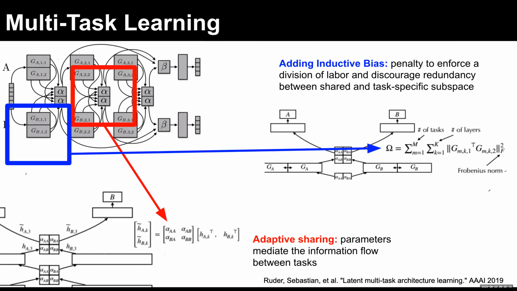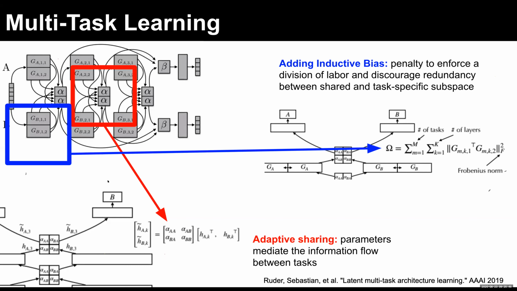Interestingly, there is also this inductive bias term added. This is very important because we don't want both of these parallel layers to learn the exact same thing for the two tasks. We want to encourage a division of labor. Essentially, what this inductive bias term does is add a penalty to enforce a division of labor, and it discourages redundancy between the shared and the task-specific architectures.